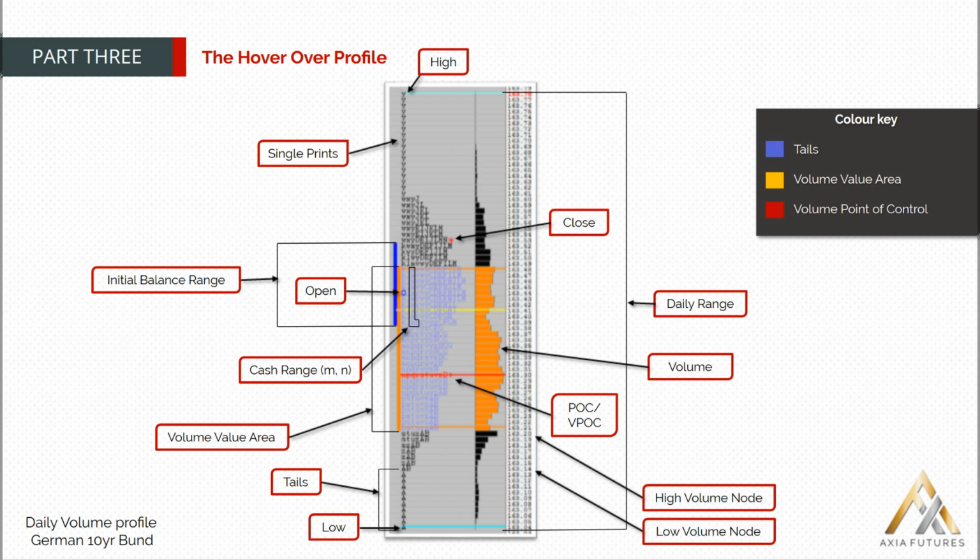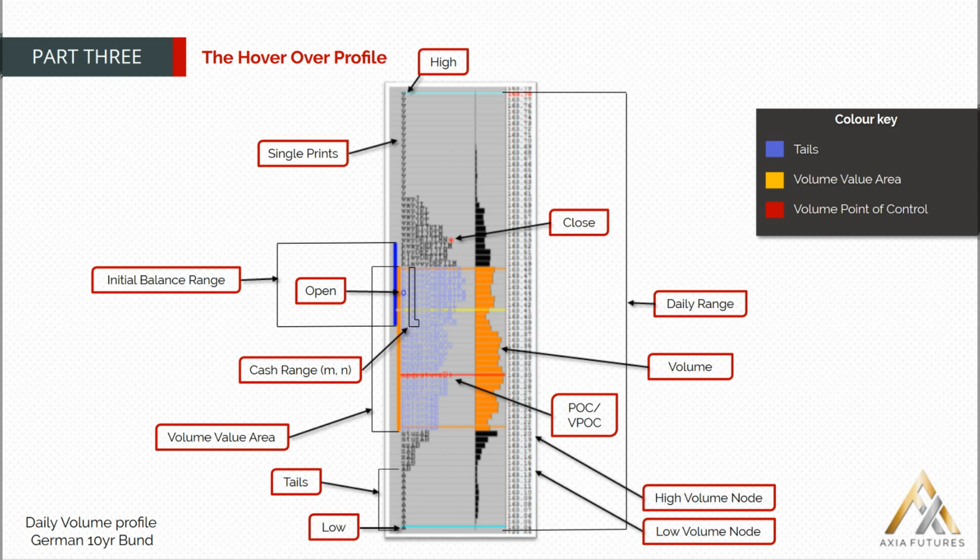We then have the initial balance range. The initial balance is the first hour of any trading session. Now this depends. In Europe, this can be from 7 to 8 a.m. In the US, this can be from the overnight session, from 11 to 12 p.m. So it all depends on which market you're trading. Do note, depending on which market you're trading, you should know the opening and closing hours, as this will adjust your charts according to the time frames. The initial balance is represented with this long blue bar, which is where the first hour of trade is contained.